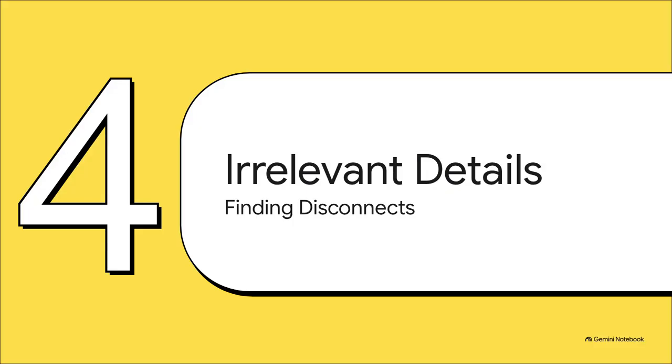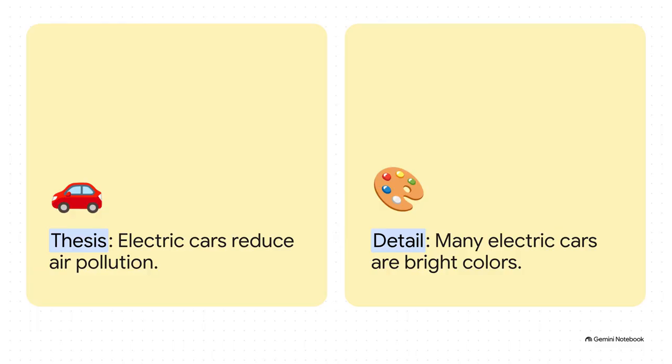Which brings us to section 4, spotting irrelevant details. Let's try a quick exercise. Imagine a thesis that states, electric cars reduce air pollution. Super clear claim, right? But what if the author then gives you this detail? Many electric cars are available in bright colors. Wait, what? What does a bright paint job have to do with reducing air pollution? Absolutely nothing. It completely fails to connect to the thesis. While it might be a fun little fact for some people, it does not move the main idea forward at all. So we call this an irrelevant detail. As a critical thinker, you've got to spot these and filter them right out.